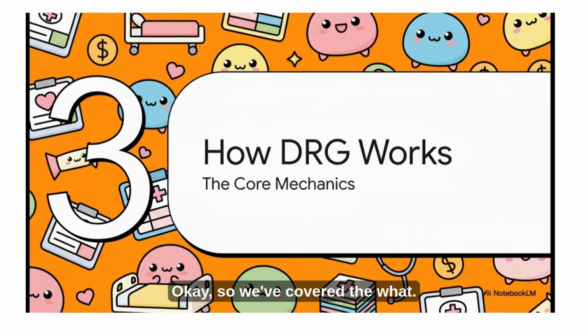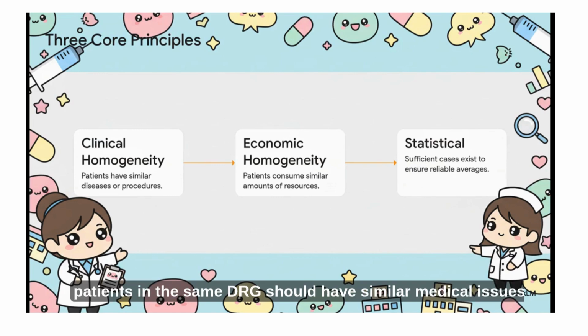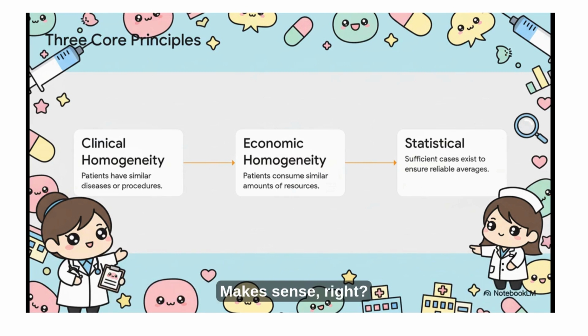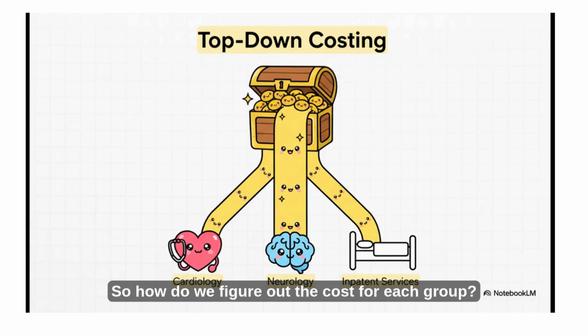Okay, so we've covered the what. Now let's get into the how. How does this DRG system actually work behind the scenes? What makes it a fair and reliable tool? You know, it all boils down to three really solid principles. First, clinical homogeneity. Basically, patients in the same DRG should have similar medical issues. Makes sense, right? Second, economic homogeneity. This is key. They should also use up a similar amount of resources, staff time, medicine, equipment. And third, statistical representativeness. You just need to have enough cases in any one group to get a stable, reliable average. Simple as that.